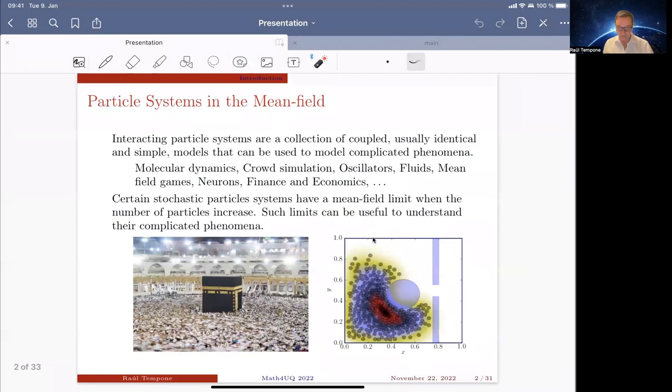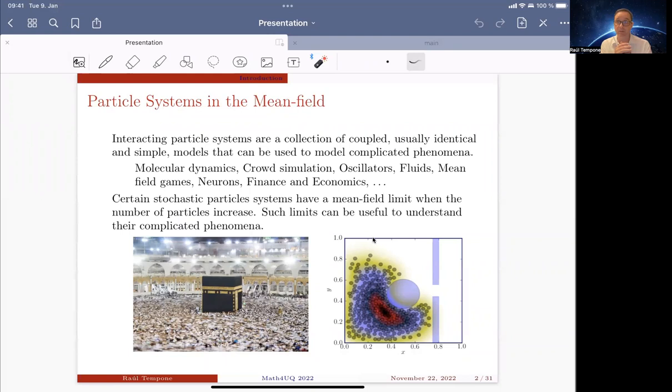Well, let's start with particle systems in the mean field. And what do we want to say here? Interacting particle systems are a collection of coupled, usually identical and simple, models that can be used to model more complicated phenomena. We think, for example, of molecular dynamics, where each of the particles in that system has a position and a velocity, but is interacting with the others around it, by some potential or something like that.